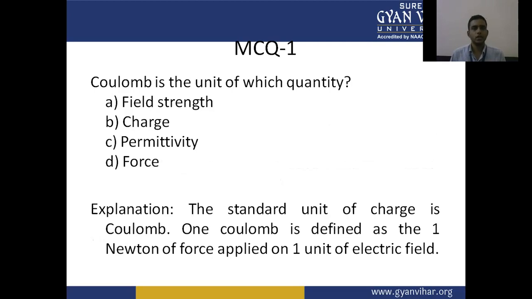Coulomb is the unit of which quantity: A, field strength; B, charge; C, permittivity; D, force. The standard unit of charge is the Coulomb. 1 Coulomb is defined as the 1 meter of force applied on 1 unit of electric field. So Coulomb is the unit of which quantity?